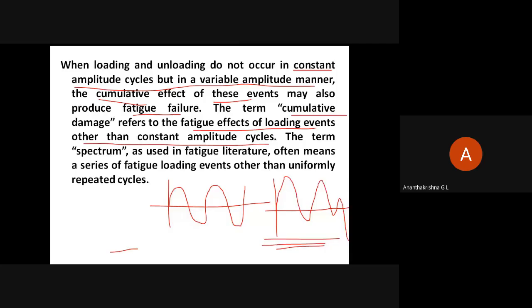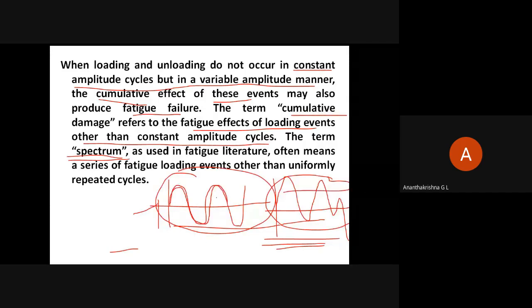The term cumulative means that both constant amplitude loading and variable amplitude loading, put together, will produce fatigue failure. This summation or cumulative loading cycle is technically called a spectrum. The spectrum consists of both the constant amplitude cycles and the variable amplitude cycles, as used in fatigue literature. It often means a series of fatigue loading events other than uniformly repeated cycles. So this is what is called a spectrum.